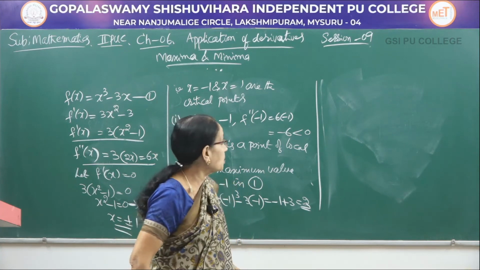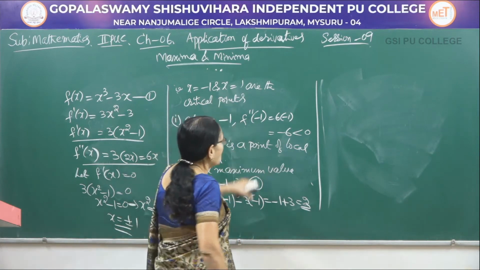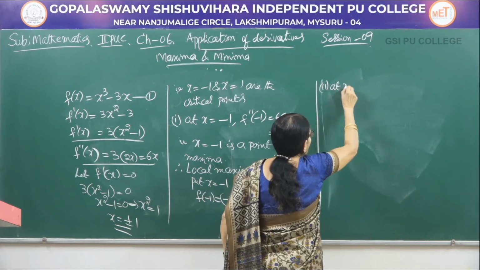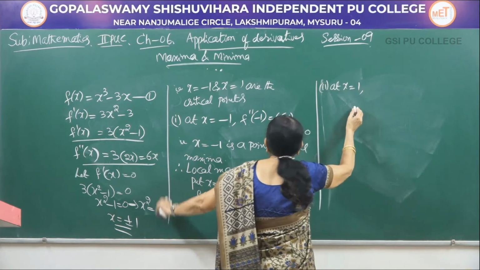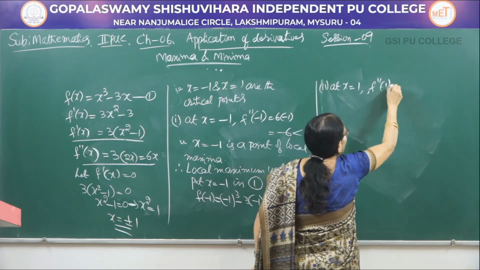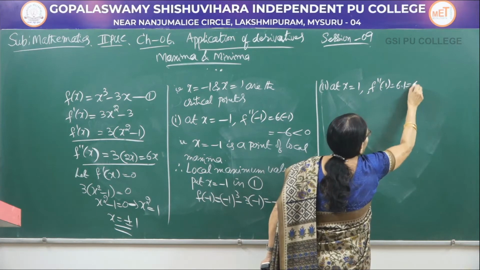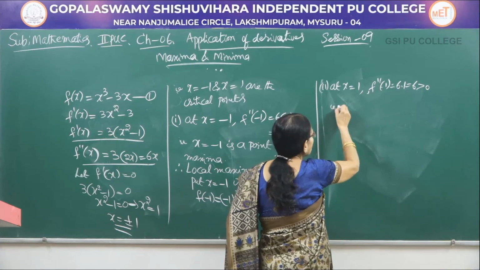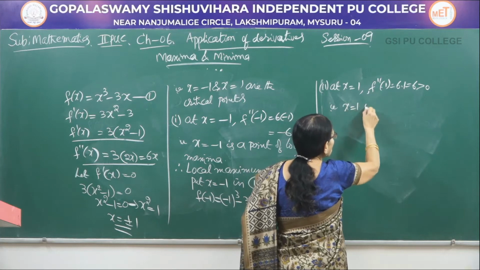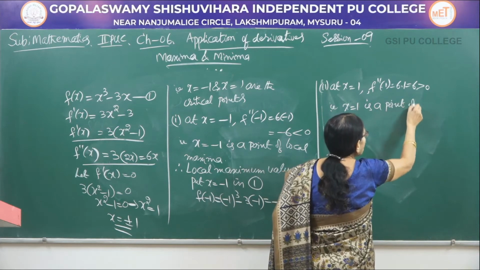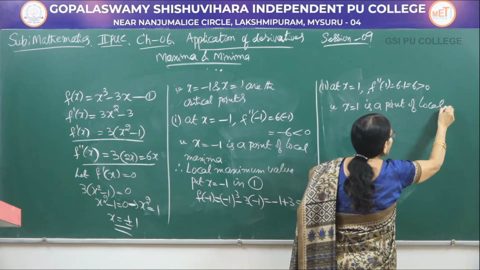Now, what is the other point we are having? One we have tried. Now, let me consider the second point. At x is equal to plus 1, consider the second derivative. F double dash 1 is 6 into 1, that is 6, that is greater than 0. That is, you write x is equal to 1 is a point of local minima.